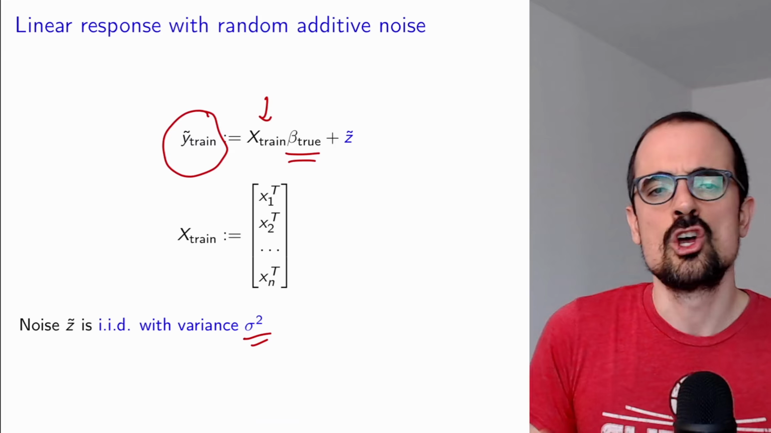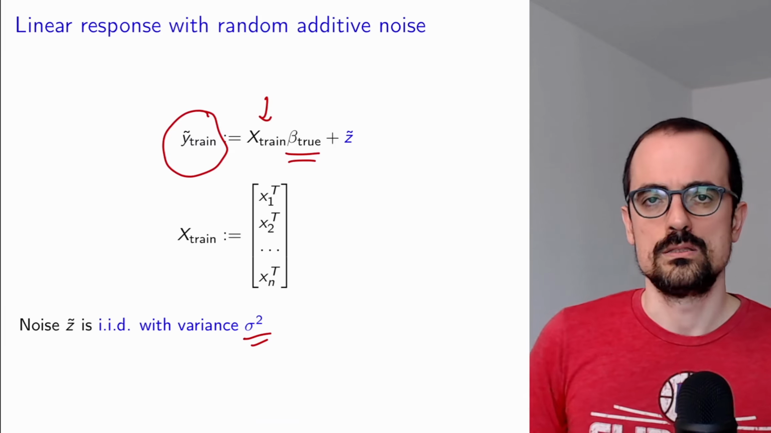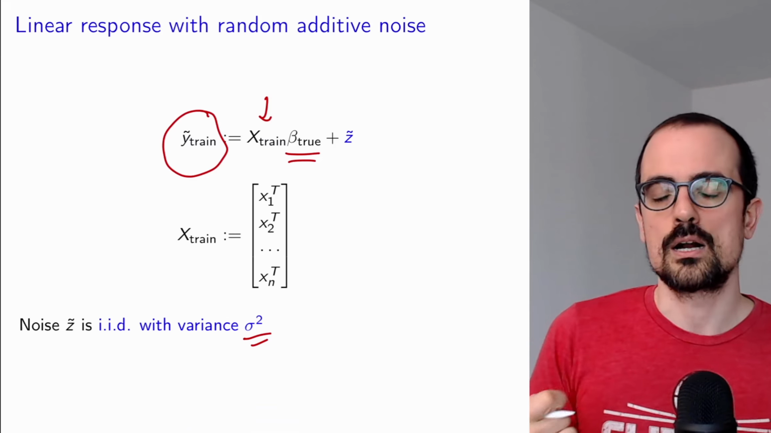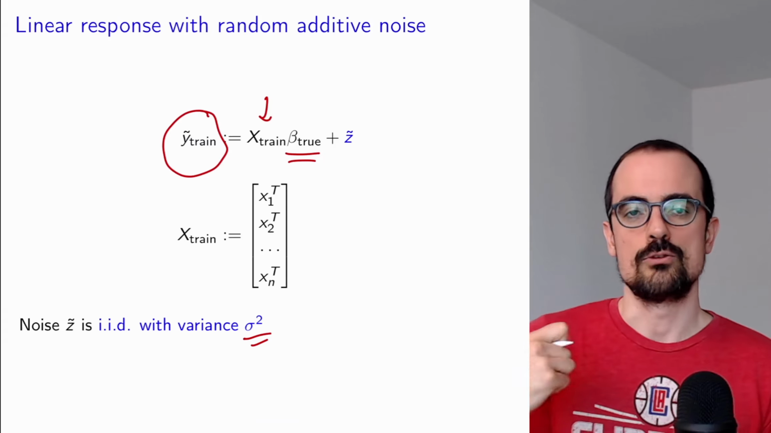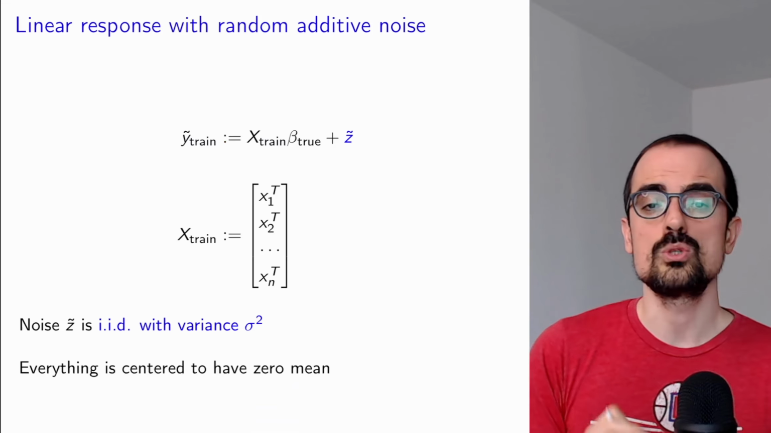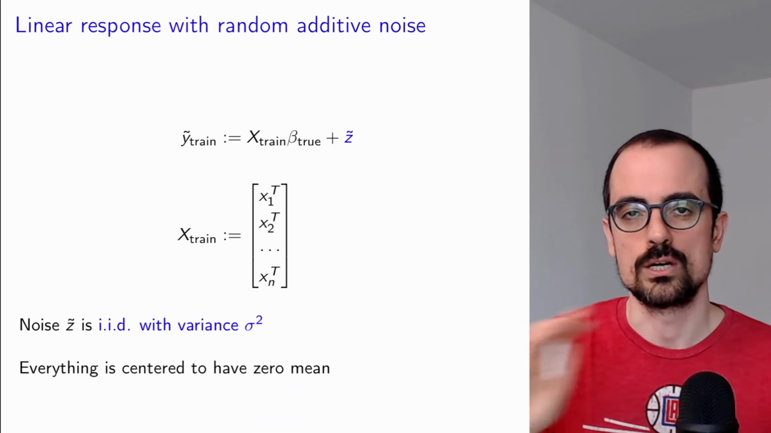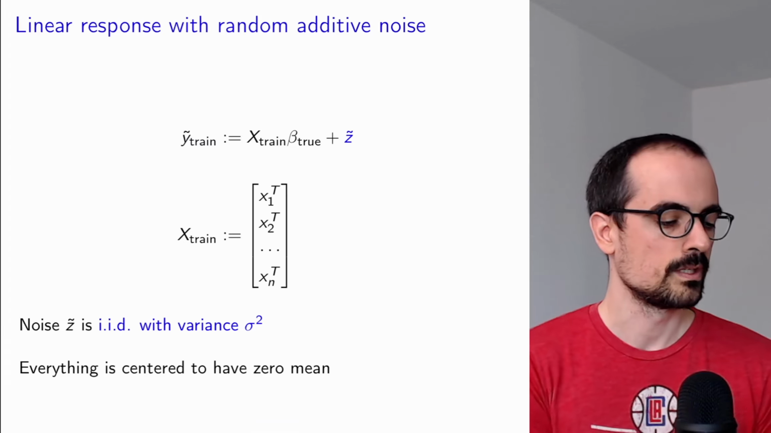And now we can ask, on average, how close is OLS to the true coefficients? How close are the OLS coefficients to the true coefficients? How close are the ridge regression coefficients to the true coefficients? We're going to center everything to have zero mean, again, so that we don't have to worry about an additive constant in our linear regression models.